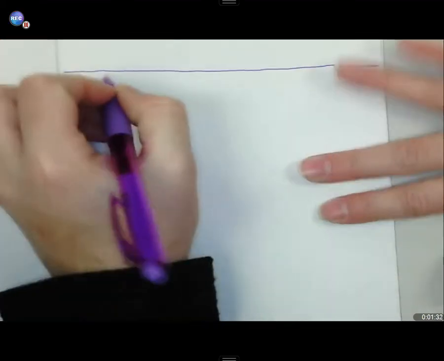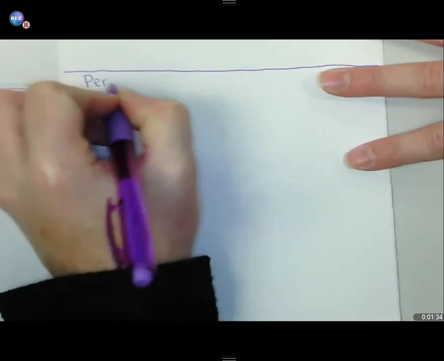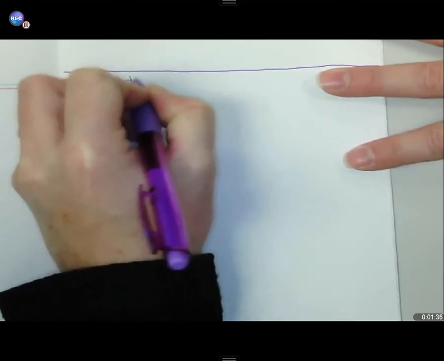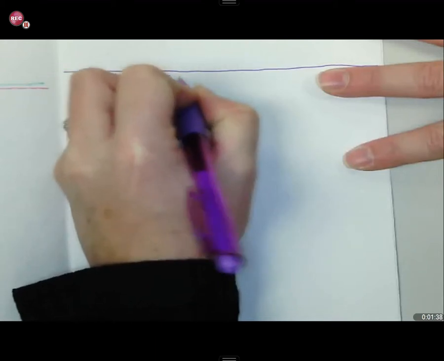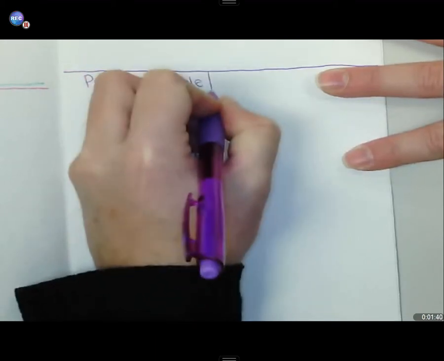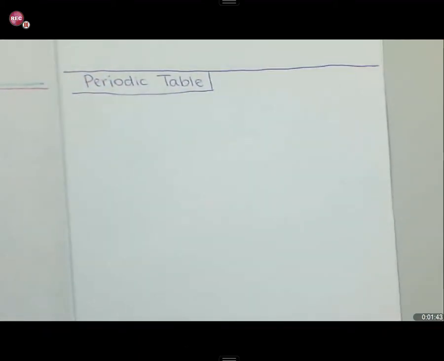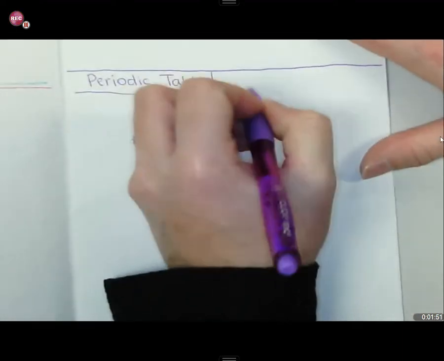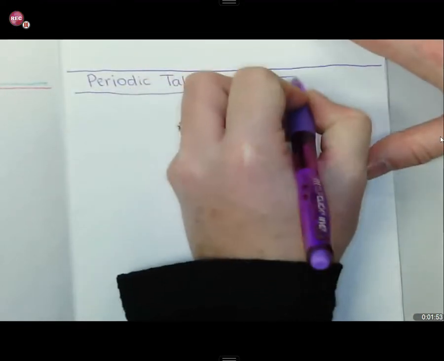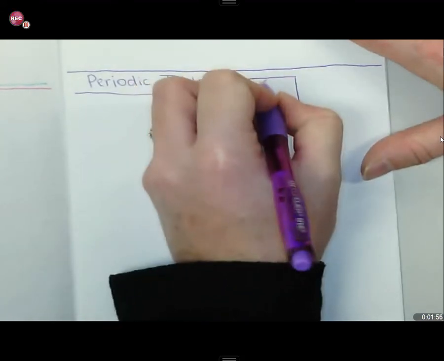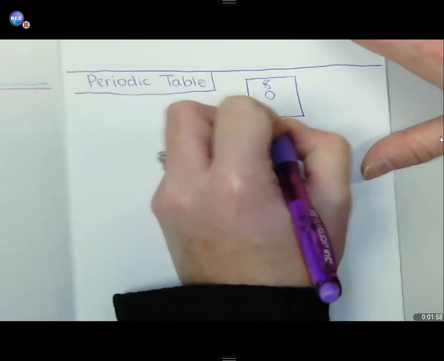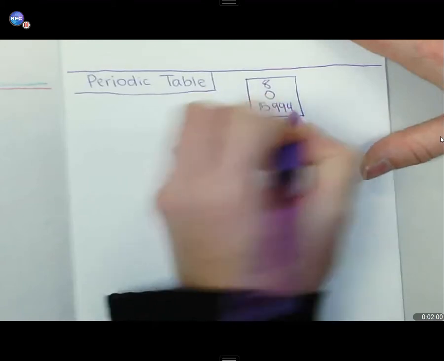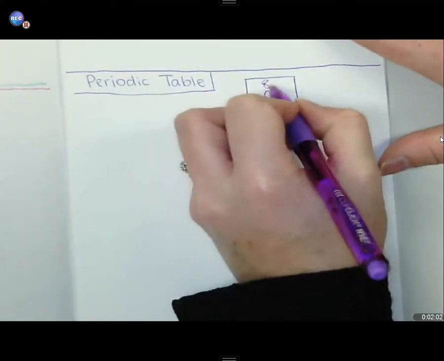And what we're going to go over today is the periodic table. Now, the periodic table is a resource on your Google Classroom, so make sure that you have that down. Now, the first thing that we're going to go over is going to be the square and what everything in it means. So we have 8, O, and 15.994. This is oxygen. This is the square on the periodic table.